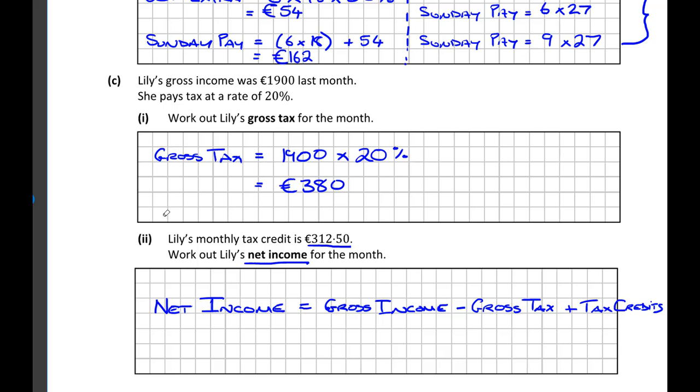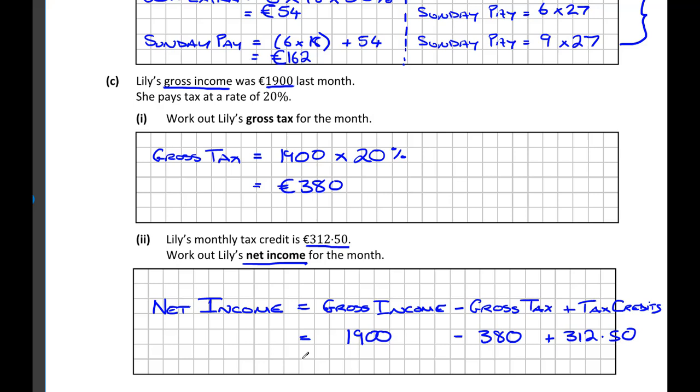So the gross income, which we were actually told here, was 1,900 euros. So that's 1,900 minus the gross tax, which is 380, plus the tax credits, which is 312.5. All right, so when you do this, you should get 1,832.50 euros. So 1,832 euro 50.